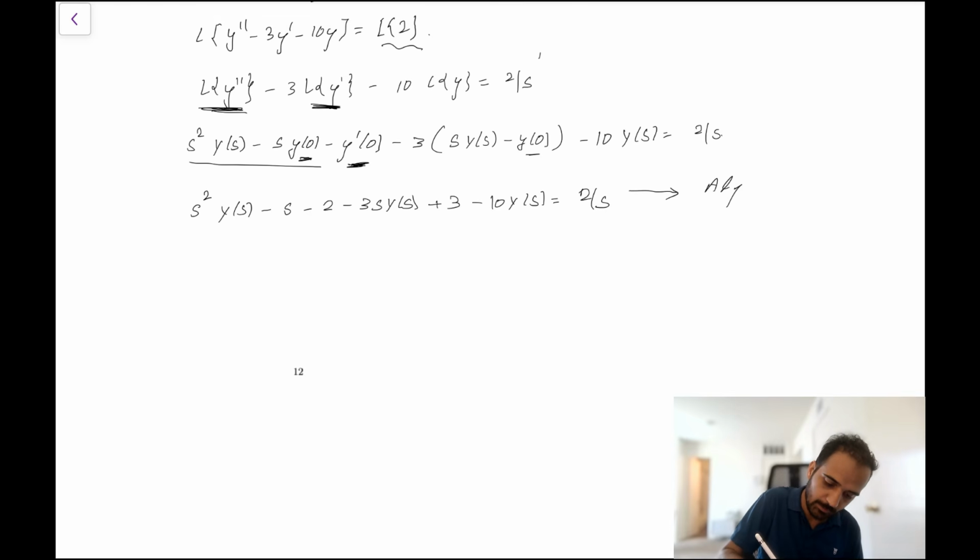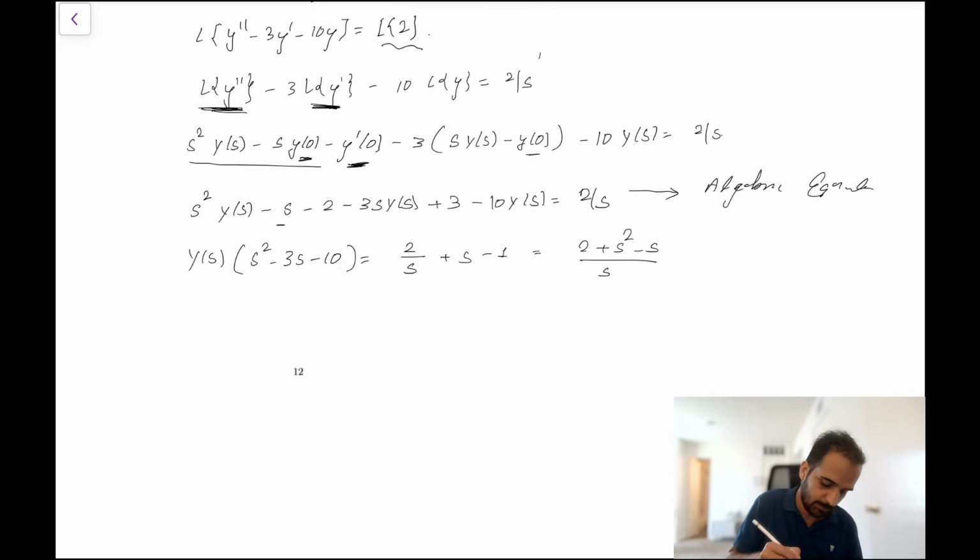This is an algebraic equation. I will get the solution of Y(s). Let's take Y(s) common. You will have s square minus 3s minus 10. On the right side you have 2 Y(s), plus e^s and minus 1. This can be written as 2 plus s square minus s divided by s.